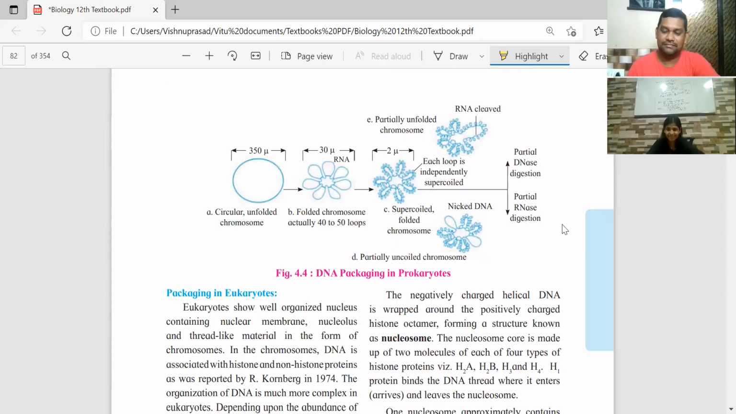Now look at the diagram, you will understand it better. See, it's DNA. This circular DNA is formed. It is about 1100 micrometers, but because it is negatively charged, it becomes a circular molecule. Now see what happened to this circular one: foldings or loops. Can you see how the loops are formed? Because of the loops, it becomes 30 microns. Yes, 40 to 50 such loops.